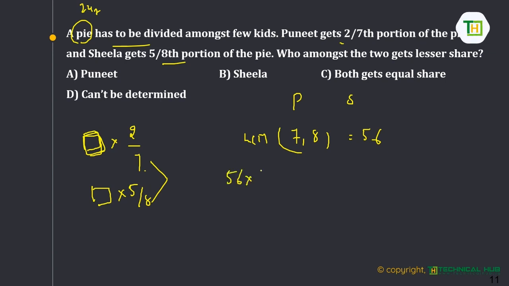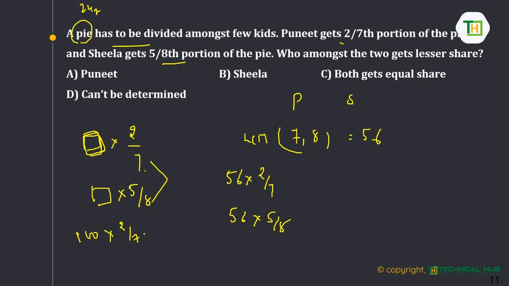Puneet's share is 2 by 7th and Sheila's share is 5 by 8th. You can take any value, suppose I take 100 rupees. Then Puneet's share is 100 into 2 by 7. Cancellations are not possible here, so for calculation purposes only, I am taking the LCM of the denominators. If you take the LCM of the denominators, you will get integer values instead of decimal values.